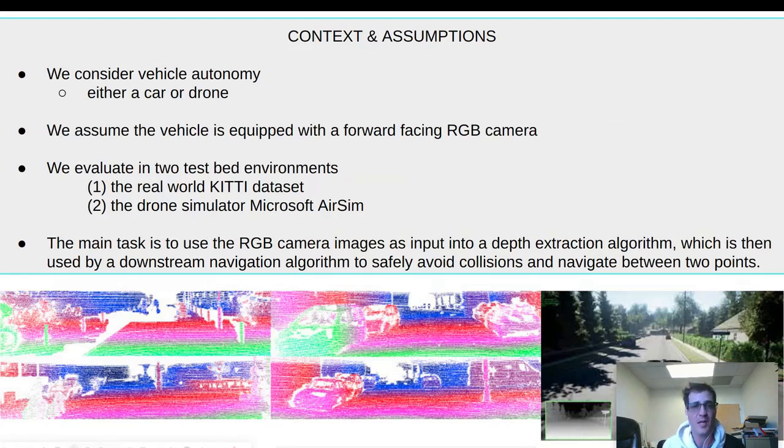So here's some basic context and assumptions that we'll be following throughout the presentation. Again, we're considering vehicle autonomy, and this can either be a car or a drone. The most important thing is that we consider the vehicle to be equipped with a forward-facing RGB camera, so this monocular camera where you cannot get the depths directly. We're going to evaluate on two testbeds. The first one is the real-world KITTI dataset, used primarily for car navigation. And the second one is the robust drone simulator, Microsoft AirSim.